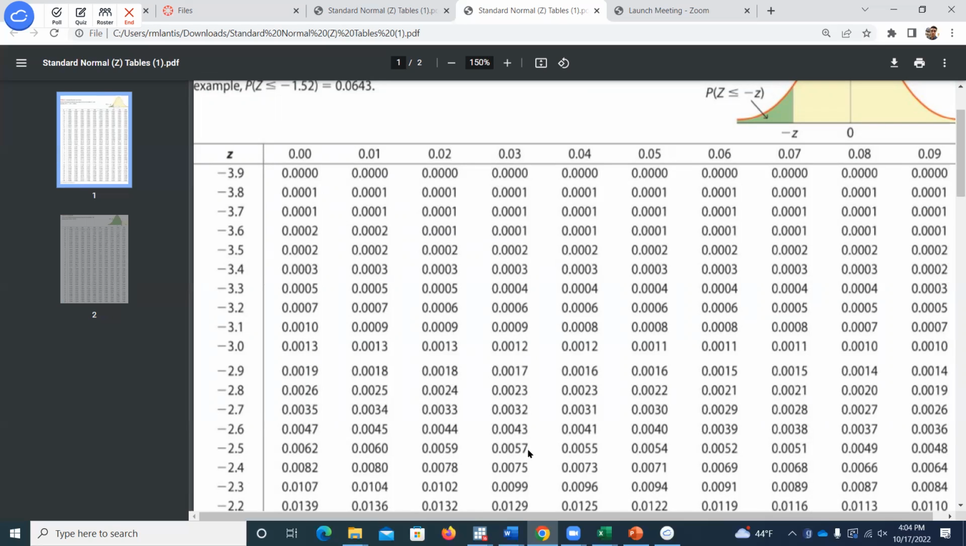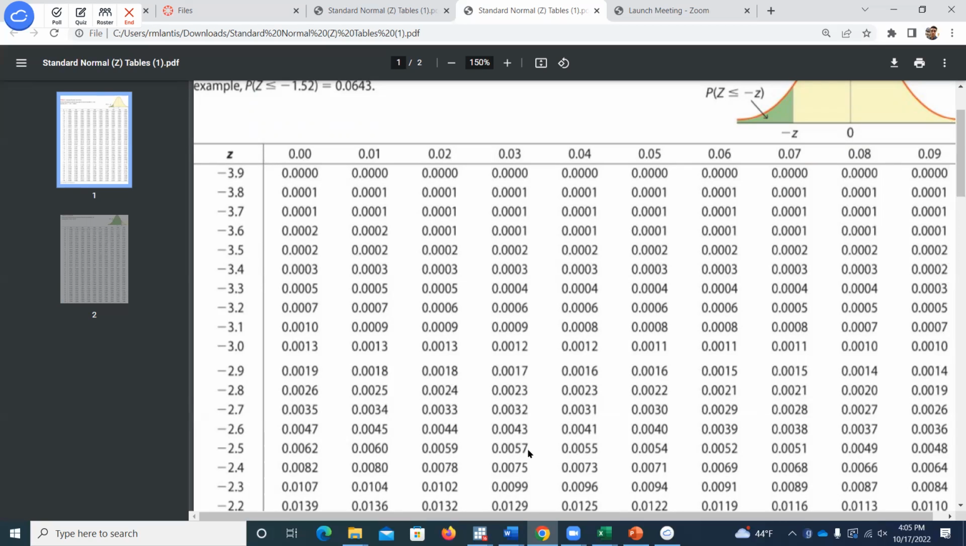It's 0.0057. Okay. So the way I use that table, remember, is to look up the first decimal of your z-score value as your row heading, and then your column heading is the second decimal. Okay. So essentially, this table is our cumulative density, right? The probability of seeing that z value or anything below it to the left.